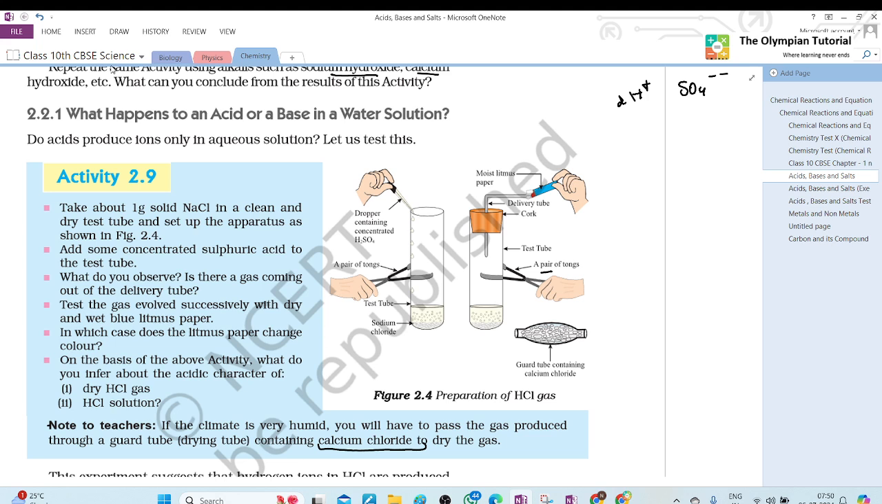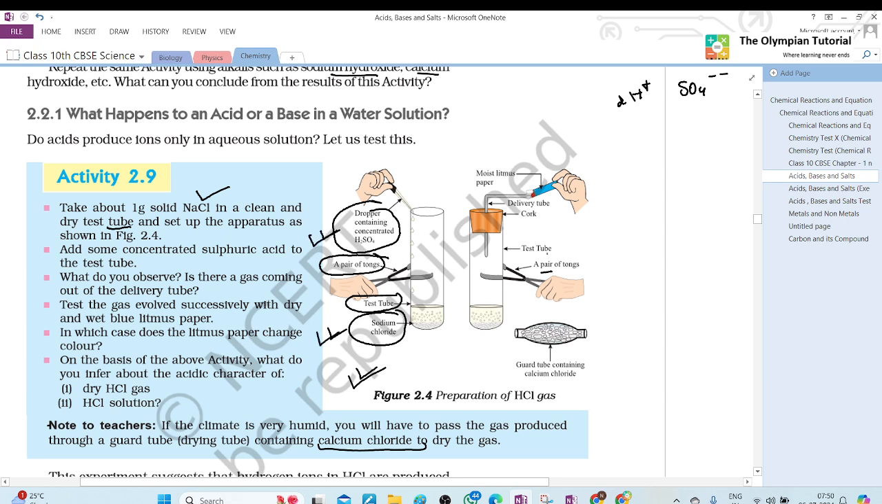On the basis of the activity, what do you infer about the acidic nature of dry HCl gas and hydrochloric acid? So, what they are saying: 1 gram of solid NaCl in a clean and dry test tube and set up the apparatus as shown in figure 2.4. Dropper containing concentrated H2SO4, a pair of tongs, test tube with sodium chloride. Guard tube containing calcium chloride, delivery tube, cork, moist litmus paper.